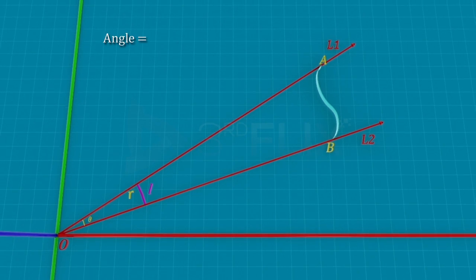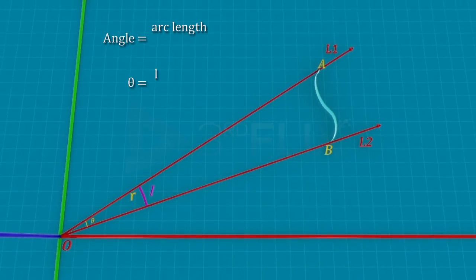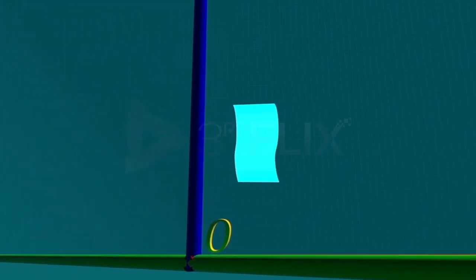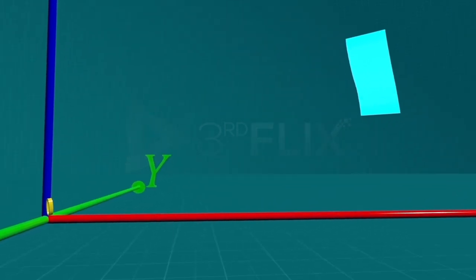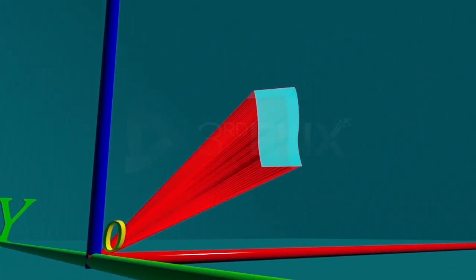The plane angle between the lines, theta, is defined as the length of the arc, L, divided by the radius of the arc, r. We can extend this construction technique to define a solid angle in three-dimensional space. Consider a surface and point O in three-dimensional space. Draw lines from O which pass through the peripheral points of the surface.